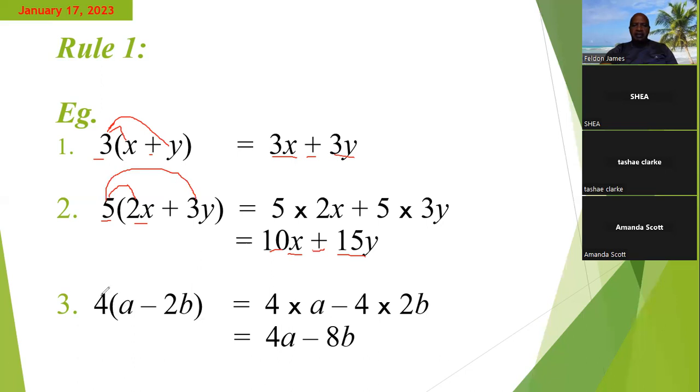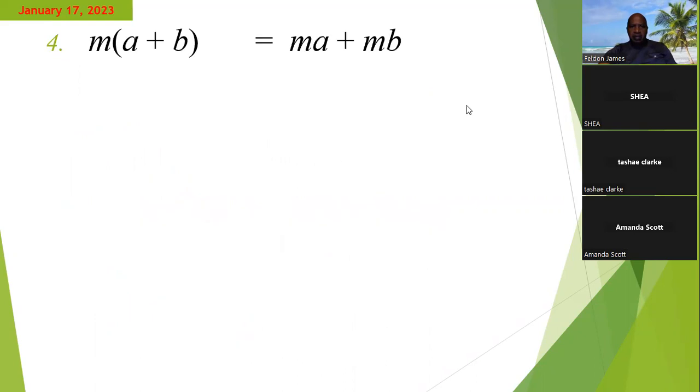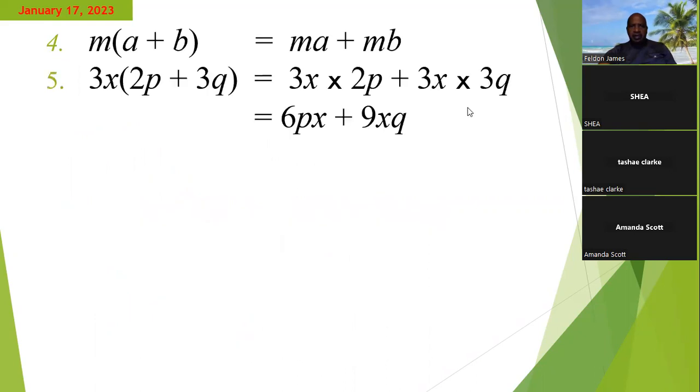Here we would say now 4 times a, we get 4a. Maintain the sign in the bracket, just the same. And then next we would say 4 times 2, we get 8. So we would get what? 8b. All right, so that's applying rule number 1. All right, continuing with rule number 1.